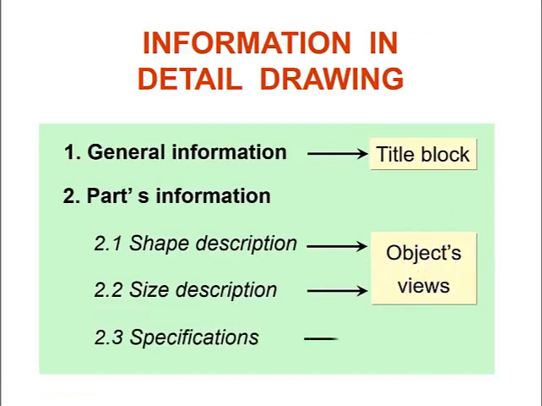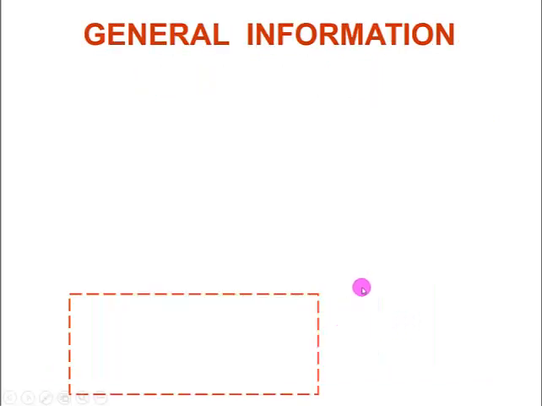And for specification, sometimes you need some special information to represent, like a fillet or material or the surface. Sometimes you have to put notes in the detail drawing.